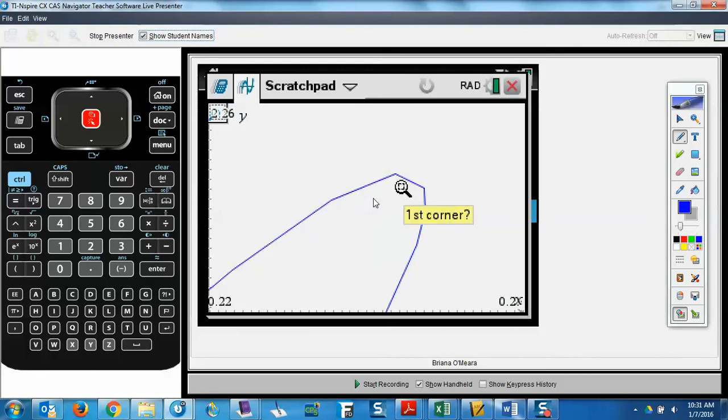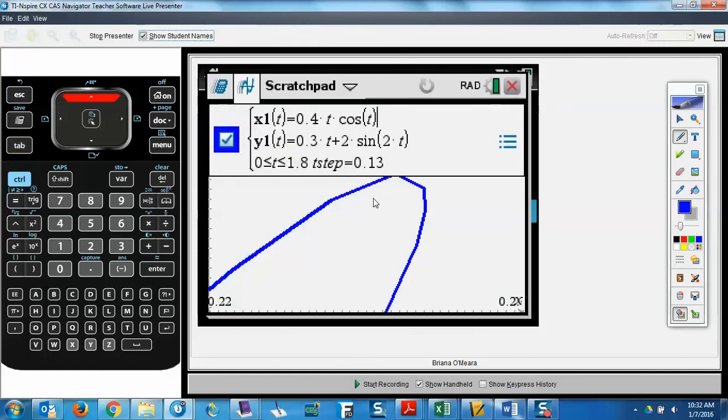Okay, now see how it's kind of blocky there? What would we change to make that smoother? T-step. Hit tab. That's what the T-step is. It's evaluating it in these little increments. So it's saying it was here, and then at this time it was here, and at this time it was here. And if it's too big of a number.